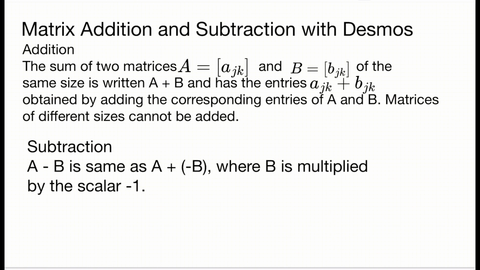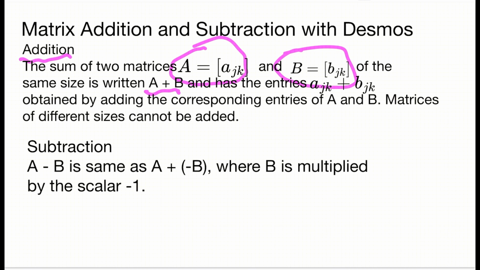Before I get into actually doing the example on the website desmos.com, what I want to do is run through just the basic definitions of addition and subtraction of a matrix. So we're talking addition here. It's a sum of two matrices, A and matrix B, and they're the same size, written A plus B. If it's a 2 by 2 or a 3 by 3 or a 3 by 2 or a 1 by 4, they both have to be the same dimension.